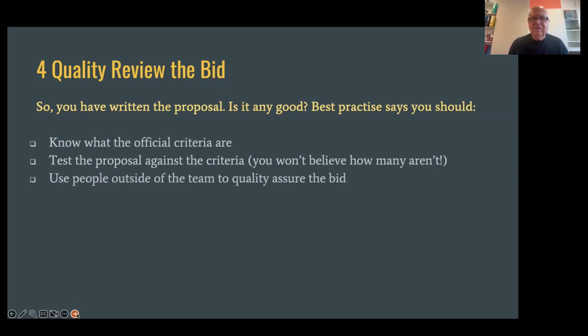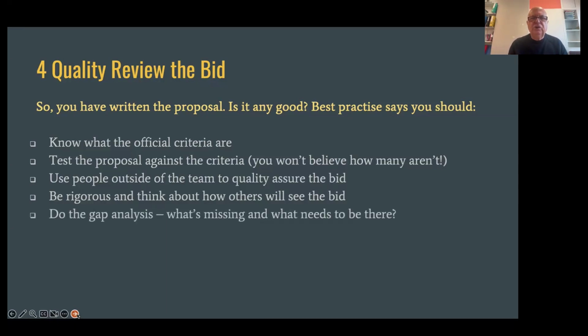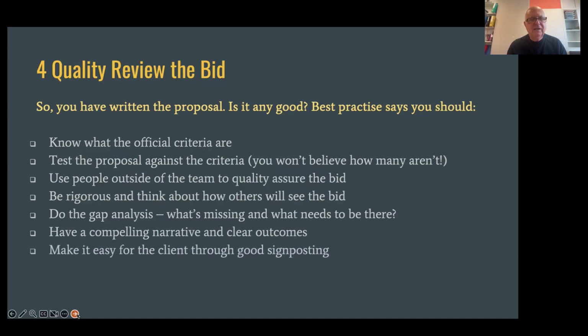Use people from outside of the team to assure the bid, to check it. Think about how others will see the bid. Read the bid from the view of the client, the foundation, the grantee. Do a gap analysis. Pause. Go back to the criteria and ask the question: are we missing anything? Is there something else we can do? Have that compelling narrative. Be clear about your outcome. Take them on the journey. Lead them through so they will just want to give you the money. And just make it easy for the client. Make it easy for the grant organization. Don't make it hard for them to find things.